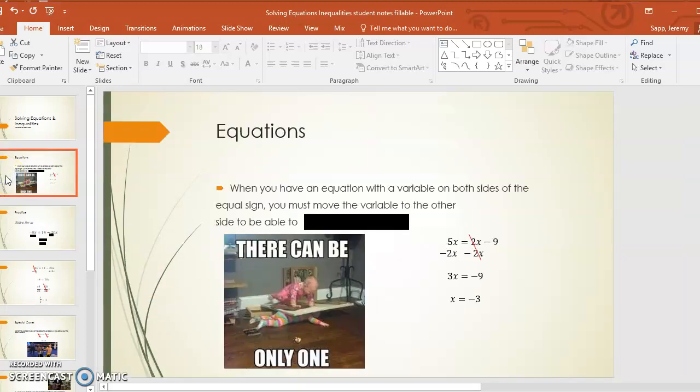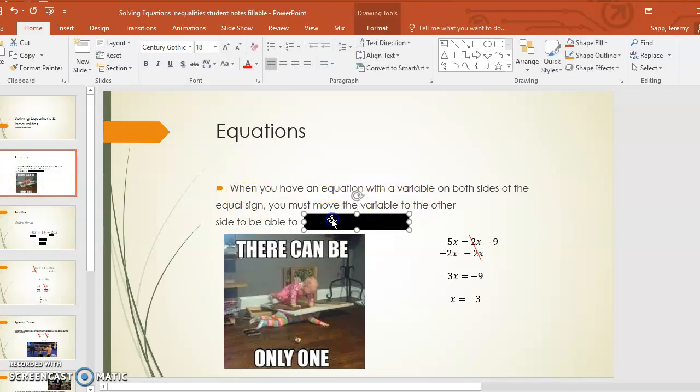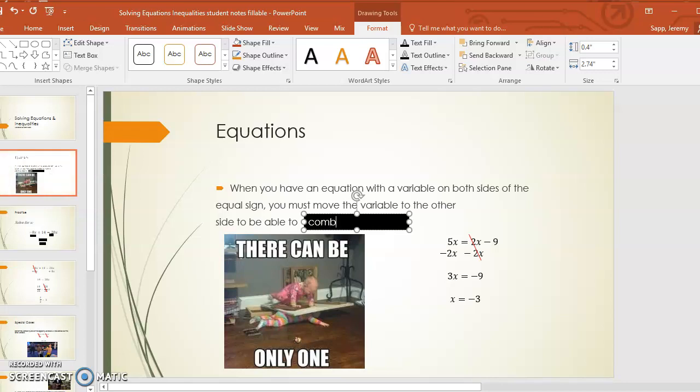So first step, okay, when I have a variable on both sides of the equal sign, you must move the variable to the other side to be able to combine like terms. So again, like terms are the same variable raised to the same power. Okay, so here's my first example. I've got 5x is equal to 2x minus 9. Again, we have an x over here and we have an x over here.